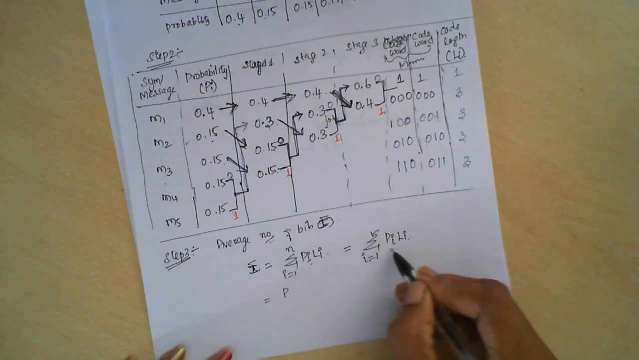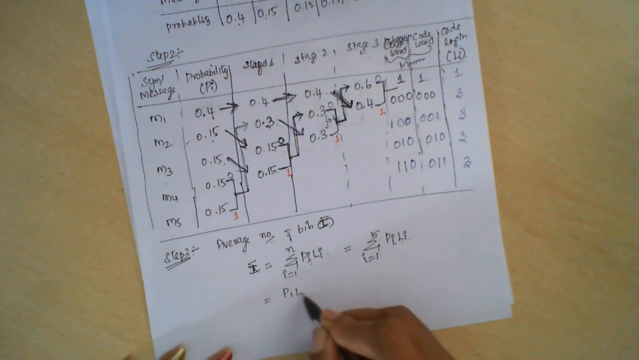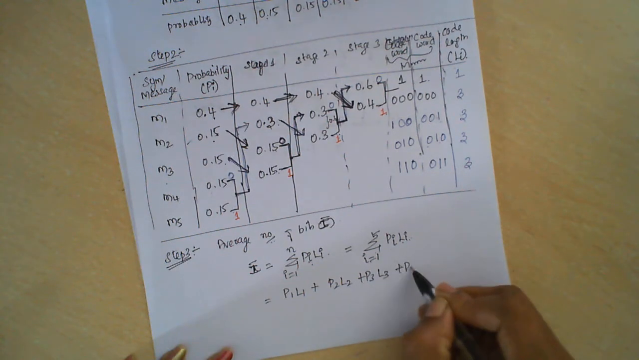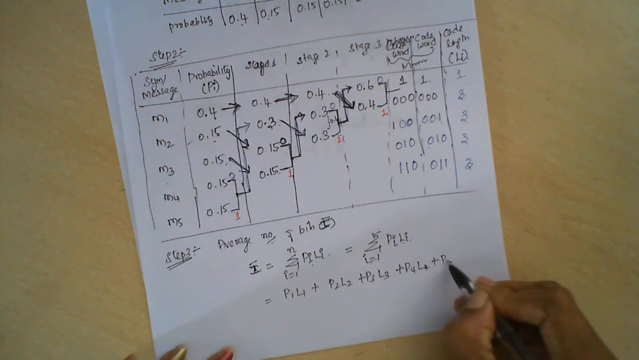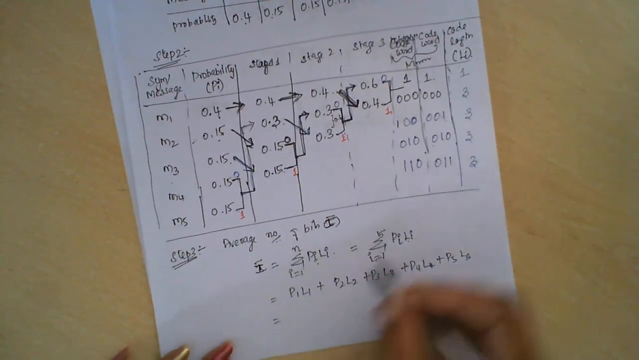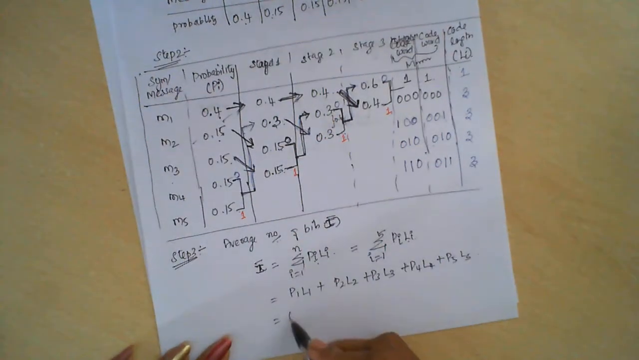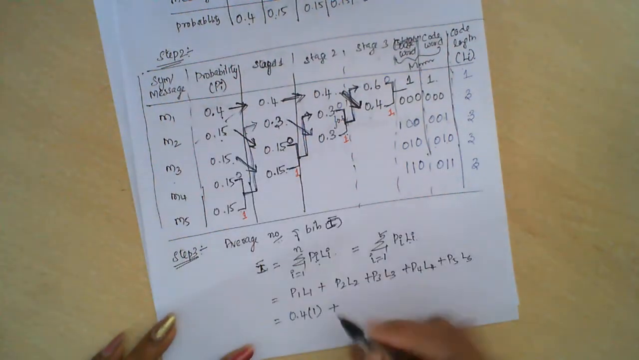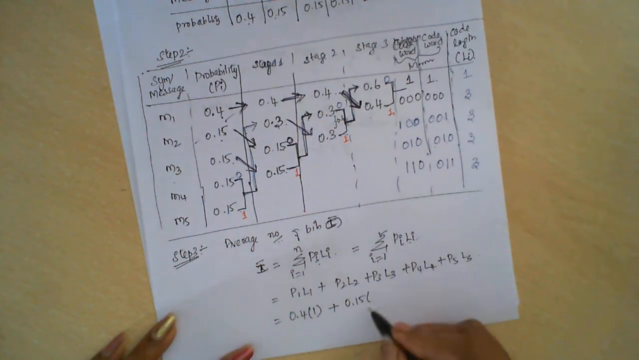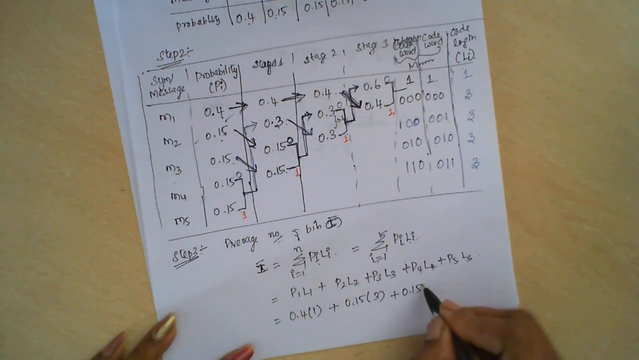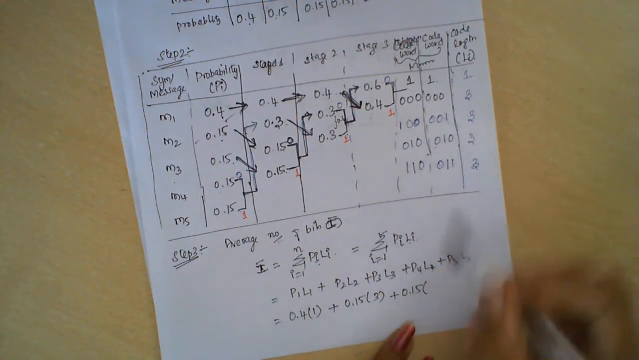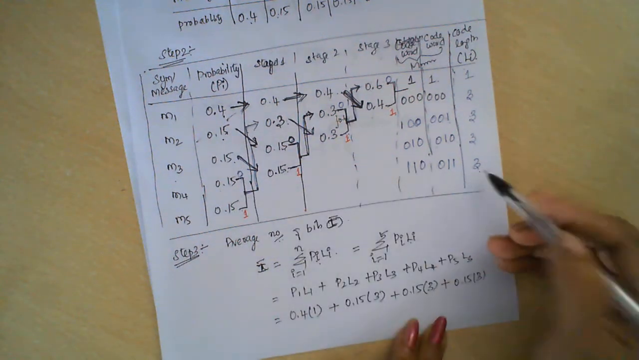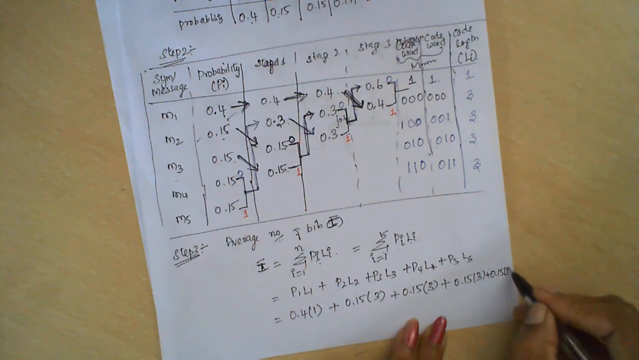So elaborating it, substitute p1 l1, p2 l2, p3 l3, p4 l4 plus p5 l5. The probability here is 0.4 for the first case, and the length of the first symbol is 1. Next is 0.15, the length of the next symbol is 3. It gets repeated, 0.15 with length 3, and the next symbol also has length 3, 0.15 into 3.